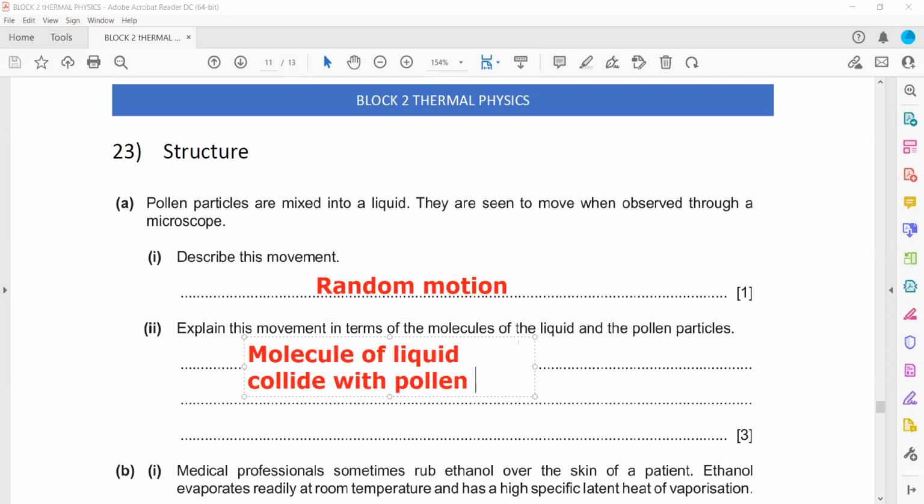The pollen particles exert force, cause random motion. So basically what is happening, because these molecules of a liquid are continuously moving, and they collide with the pollen particles, and this collision exerts a force and they cause a random movement or random motion, you can also say.